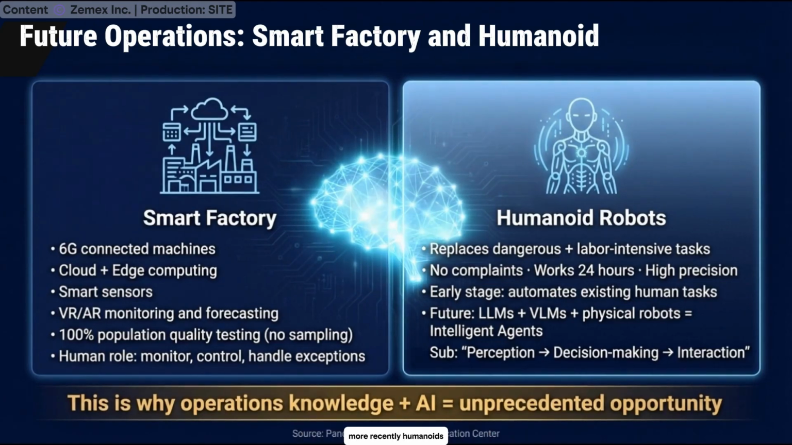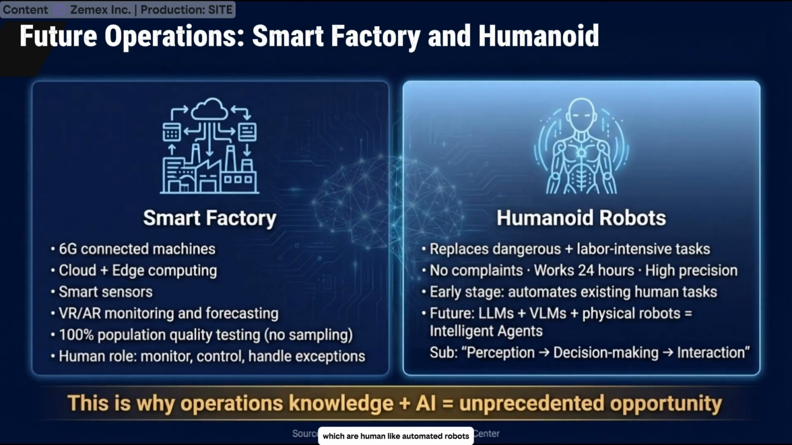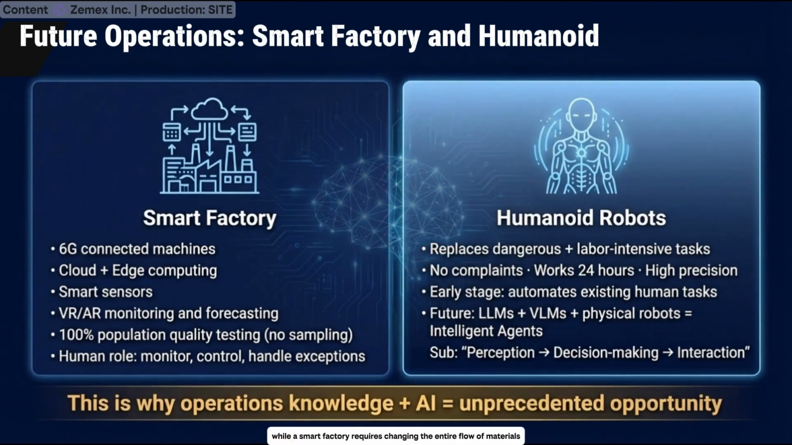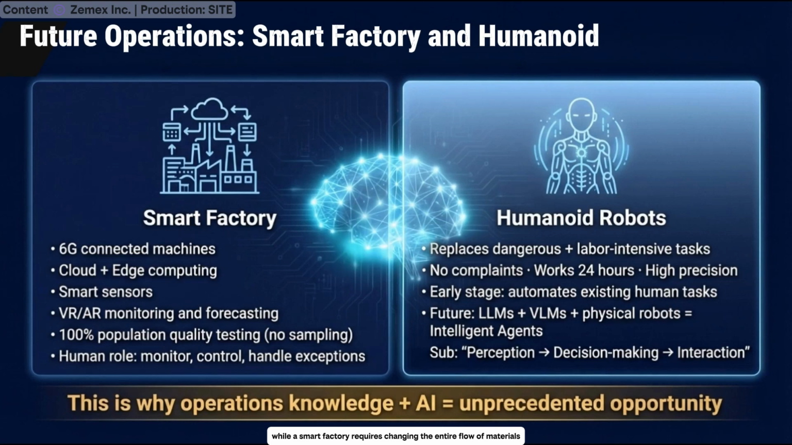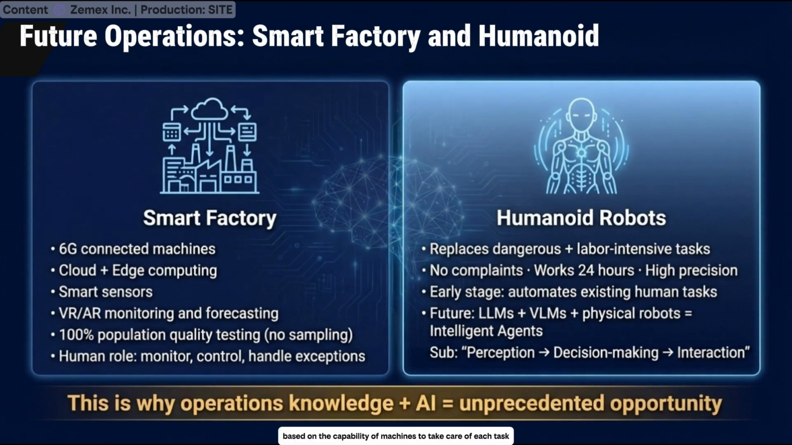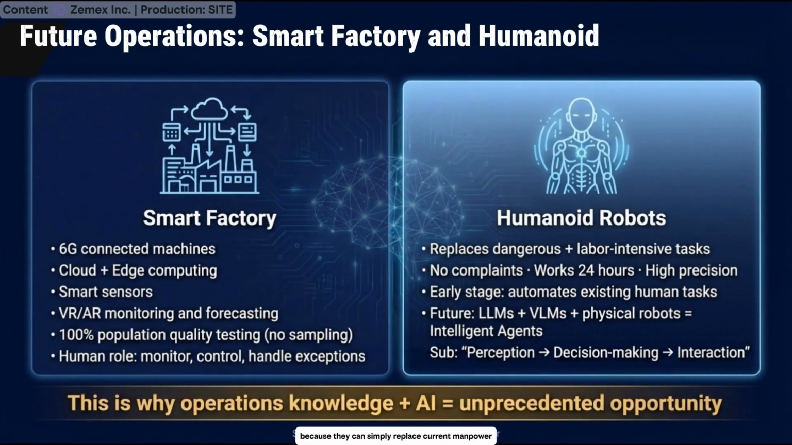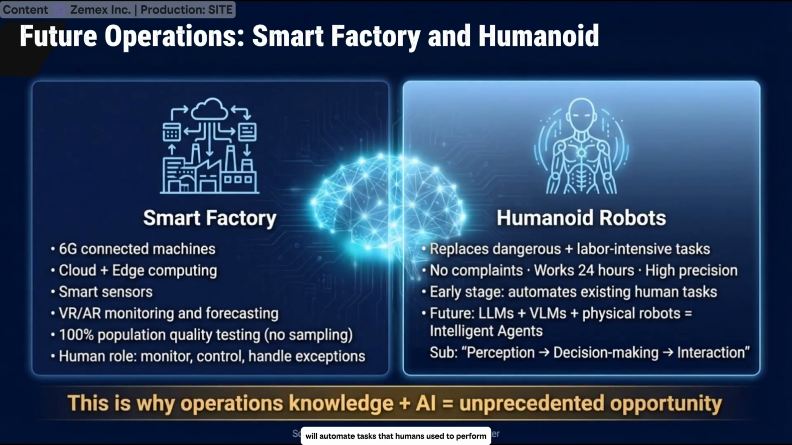More recently, humanoids, which are human-like automated robots, have been introduced to take care of dangerous and labor-intensive work. While a smart factory requires changing the entire flow of materials and information based on the capability of machines to take care of each task, humanoids have great benefits because they can simply replace current manpower. These machines do not complain, can work for 24 hours, and perform each task more precisely. Early versions of these humanoids will automate tasks that humans used to perform.